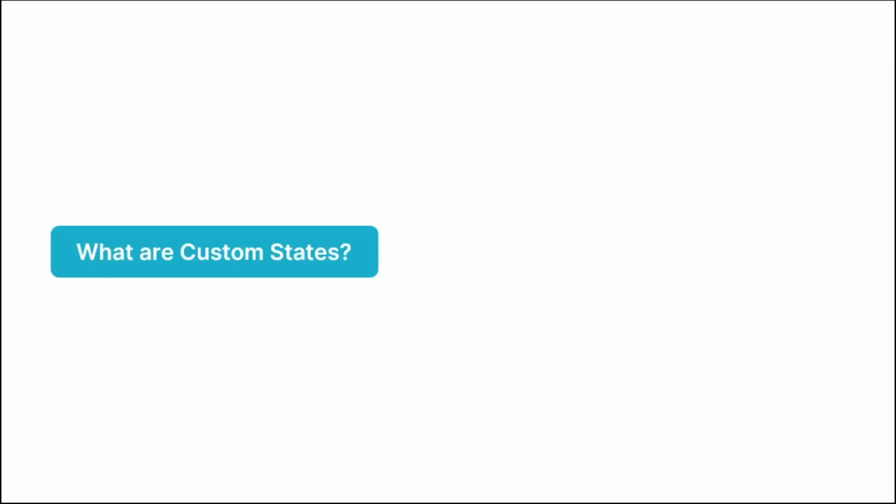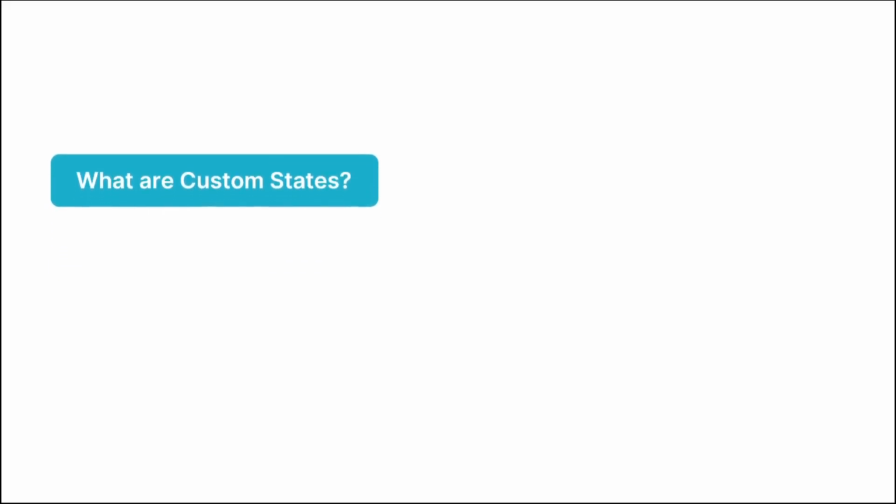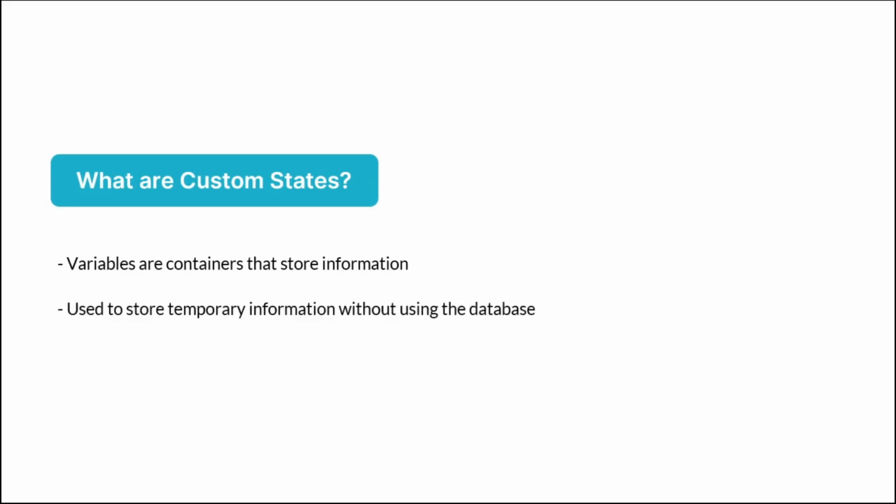But you may be wondering, what exactly are custom states? So custom states can be considered as variables, and variables are basically containers that store information. But custom states are used to store temporary information without using the database. And this is normally referred to as client-side storage or front-end storage. And this can basically save you time and speed up your application because it does not have to wait to retrieve information from the database.